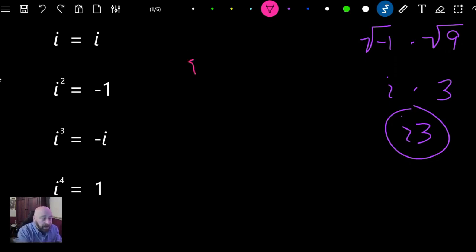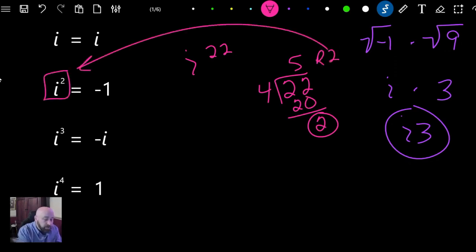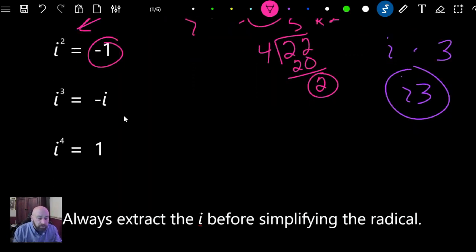You could do it with, let's say, i to the 22nd, for example. Well, what is that? I don't know. Well, take the exponent 22 and divide it by 4. So that's going to go in there 5 times, 5 times 4 is 20, and our remainder is going to be 2, right? So we go over here to the remainder 2, i squared, and we get -1. So i to the 22nd equals -1. That would be our answer in that one. We'll practice that a little bit more later on.